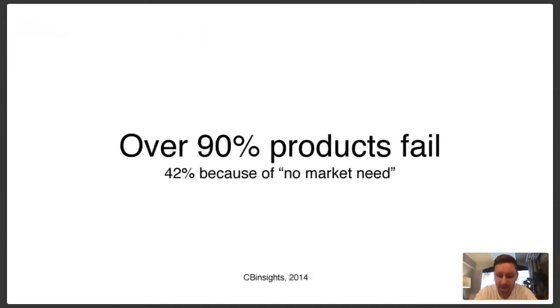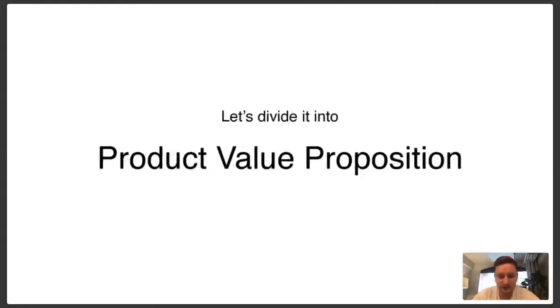Starting from the value proposition point, why are we talking about it? That's because we all know that over 90% of products fail, not even startups, but products. And 42% fail because of no market need. What does no market need mean? It means that your product is not tailored to a market, and it could be explored probably earlier than product development. And that's how value proposition design helps starting from scratch.